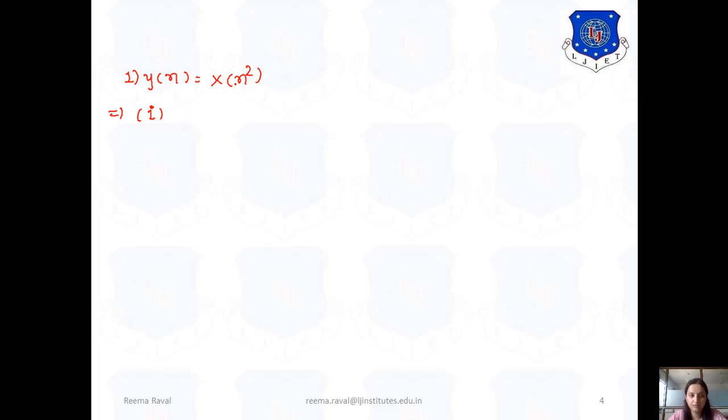whether it is static or dynamic. As we have seen in the previous lectures, if the values depend on past or future values, then it may be a dynamic system, and if it depends only on the present input, then it will be a static system. Here, for example, if I take the instant n equals 1, then what will be the output system function? That is y of n equals x of n square. That means y of 1 equals x of 1, that is the same instant.